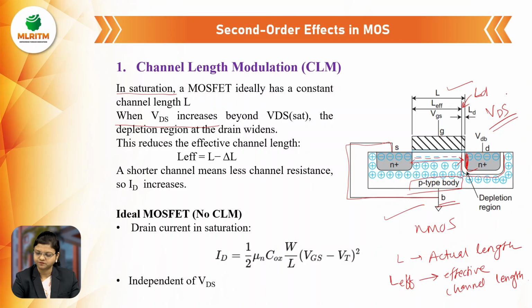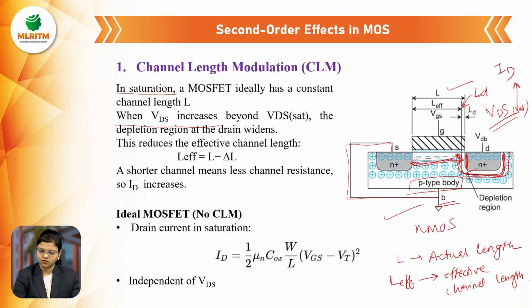Now, for example, in the saturation region this current, means ID, is independent of VDS. But if we further increase the VDS beyond VDSat, the depletion region at the drain widens, and it widens towards the source. Now if this widens, the length of the channel will get reduced and it will pinch off. The pinch off effect we have also seen earlier.